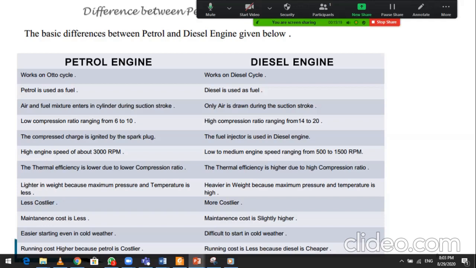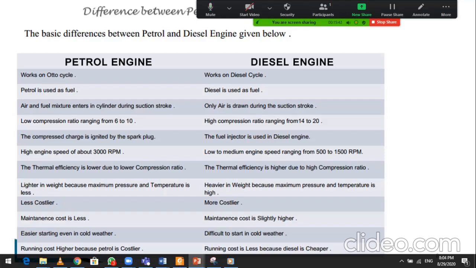Now the compression ratio is a ratio of volumes, how much stroke volume it sucked in and how much it expanded and exhausted. Okay, that means how much power you got. Well, we will discuss this. The compressed charge is ignited by spark plug. The fuel injector is used in diesel engine.